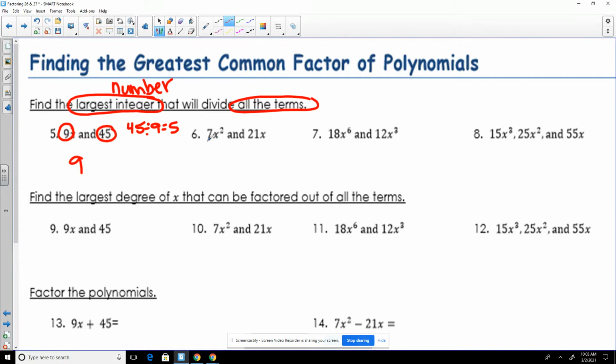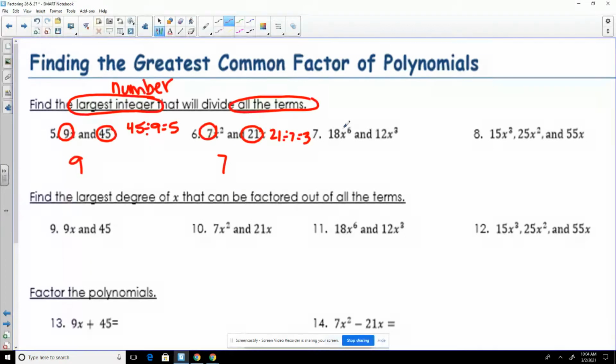Okay, so let's look at number 6. I've got 7 and 21. 7 is my smaller number. Will 7 evenly divide into 21? Yes, it will, because 21 divided by 7 is 3. So 7 is a factor of 21.